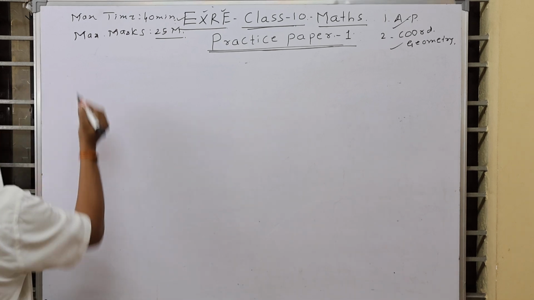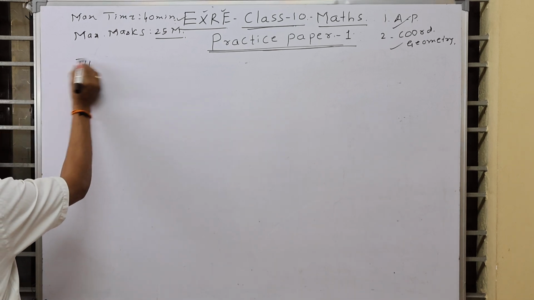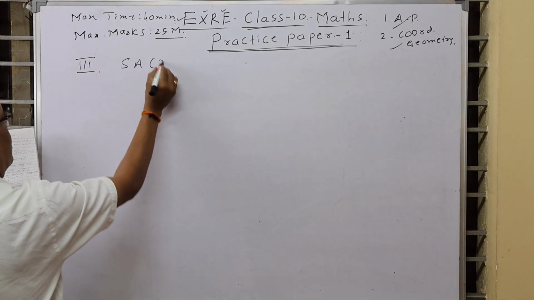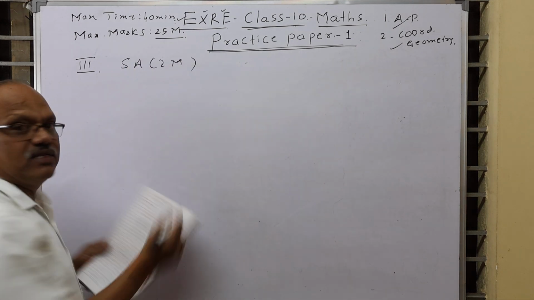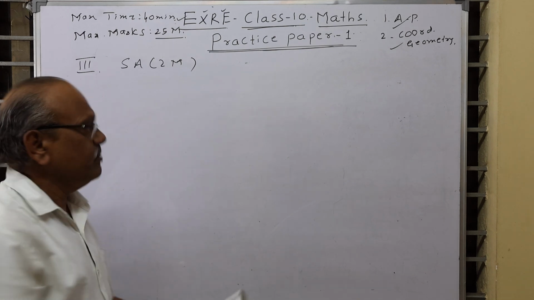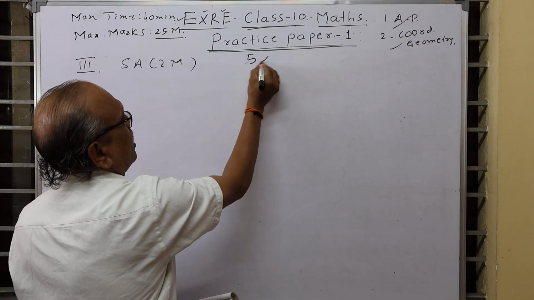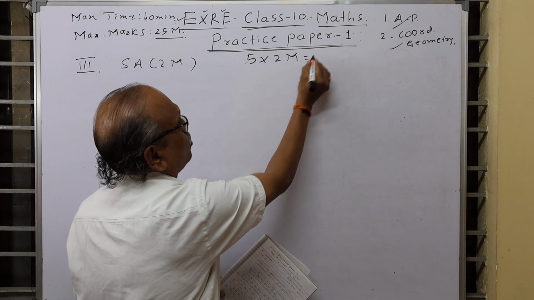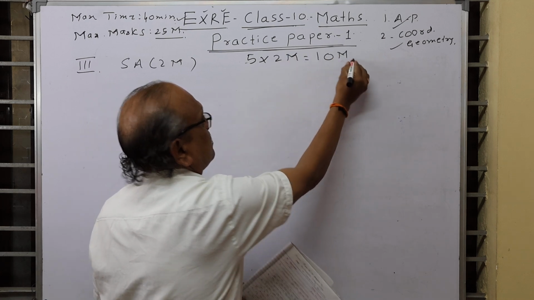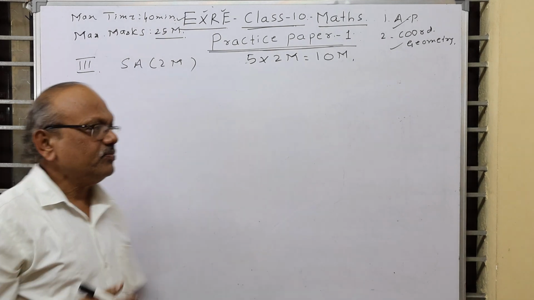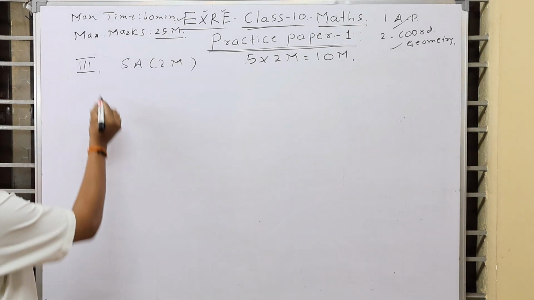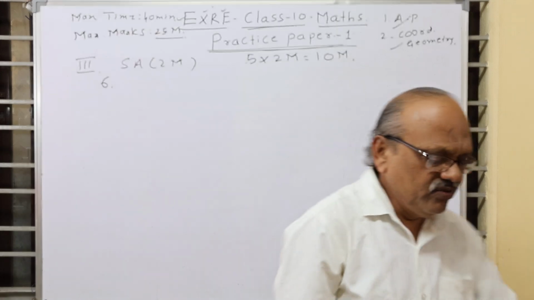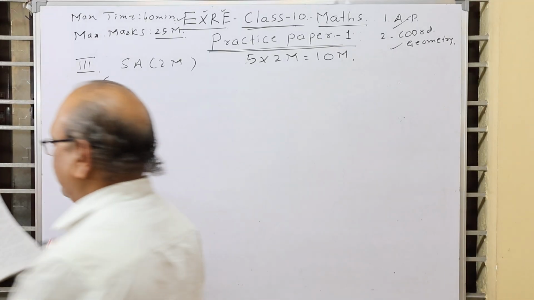The third part of the 25 marks paper is short answer questions carrying 2 marks. Here you have to answer 5 questions, each carrying 2 marks. 5 twos are 10 marks. The first 5 questions we already completed in the first part. Take the 6th one. Find the distance between the points.